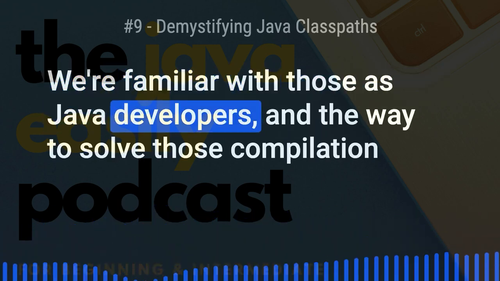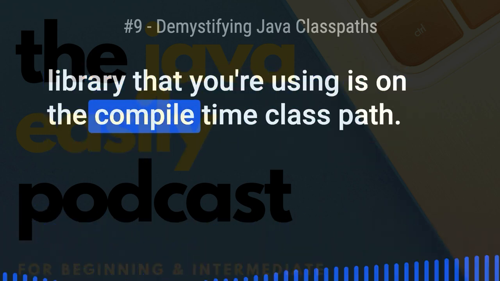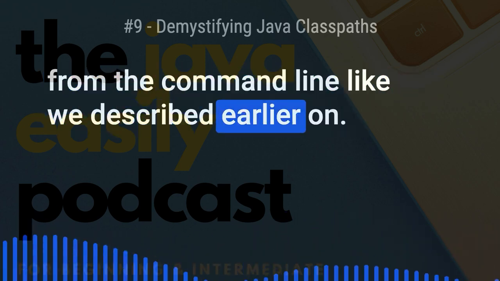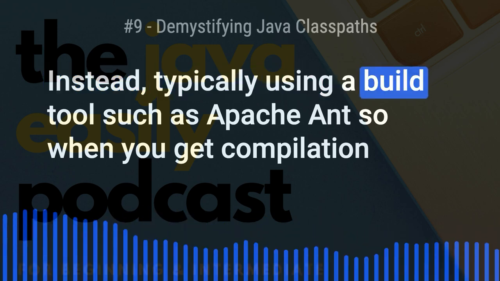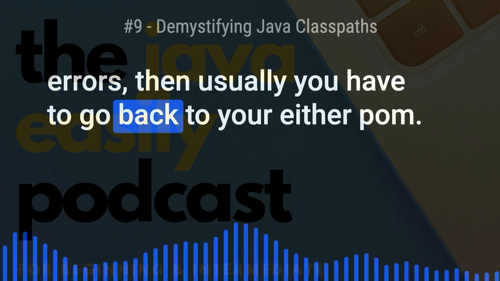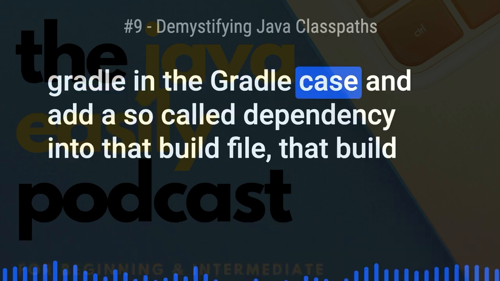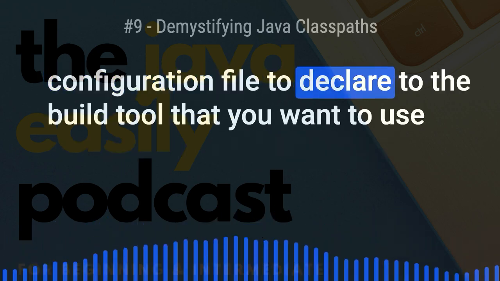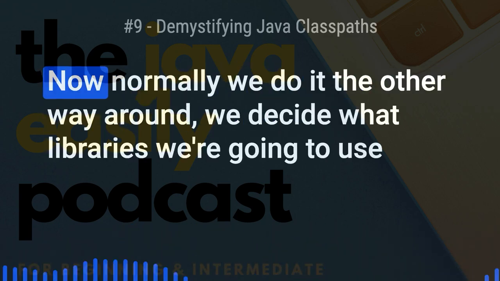We're familiar with those as Java developers, and the way to solve those compilation errors is to ensure that the library that you're using is on the compile time class path. Now, typically we don't actually invoke the Java compiler from the command line like we described earlier on. That was just to give you background as to what actually happens behind the scenes. Instead, typically you're using a build tool such as Apache Maven or Gradle, and so when you get compilation errors, usually you have to go back to either your pom.xml in the Apache Maven case or your build.gradle in the Gradle case, and add a so-called dependency into that build configuration file, to declare to the build tool that you want to use the library that you're referencing inside your source code. Now, normally we do it the other way around.